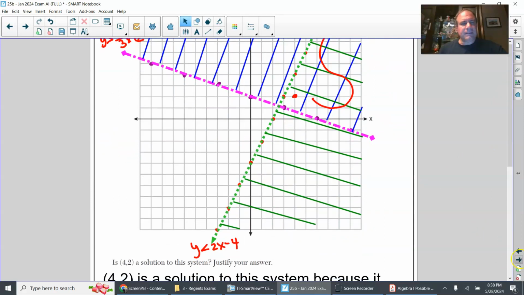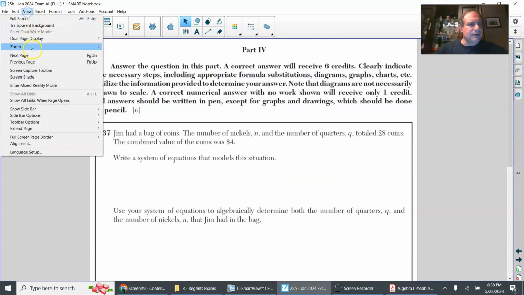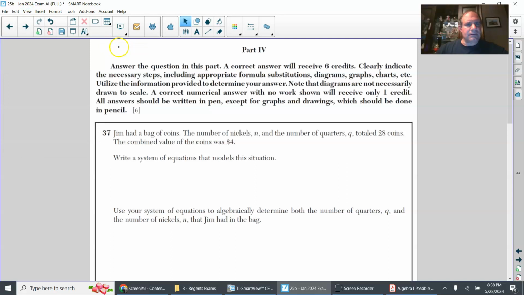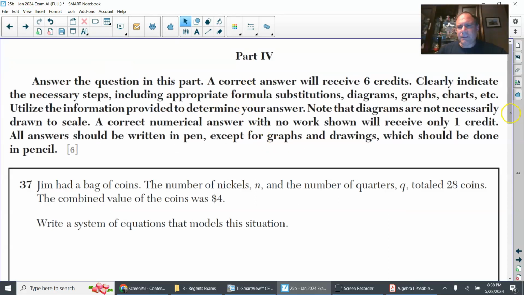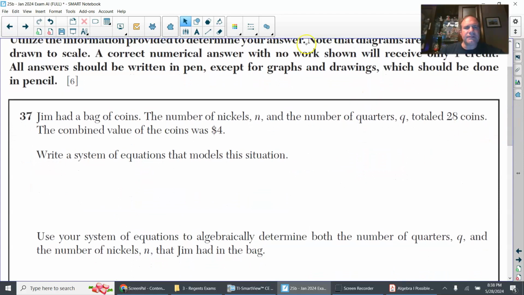All right. So part four, the last question. Let me zoom that in. All right, this one will receive 6 credits. So you're going to work hard for this question. So you could get the most partial credit though.